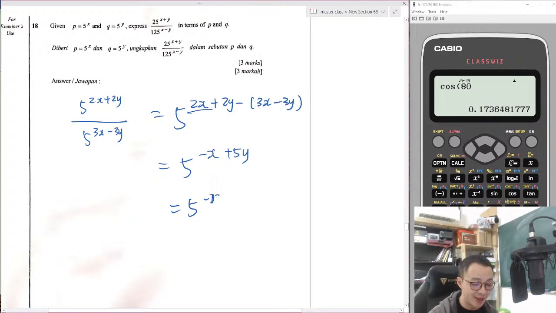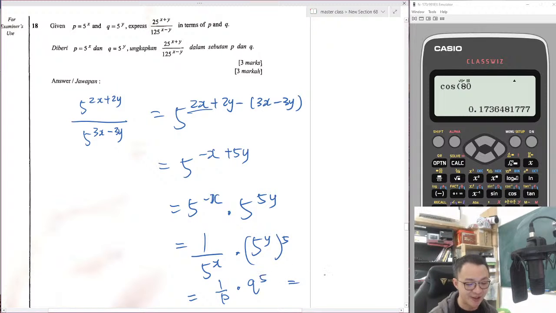So minus x plus means multiply, right? 5 power of 5y. Alright, right now, I know this one is 1 over 5 power of x, multiply. This is 5 power of y, power of 5 here. Now I can substitute the thing I want. So 5 power of x is p, right? This is 1 over p multiply q power of 5. So I can say it's q power of 5 over p.